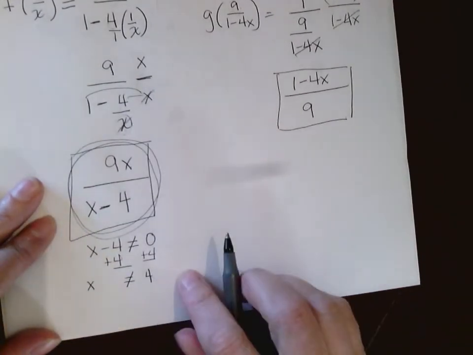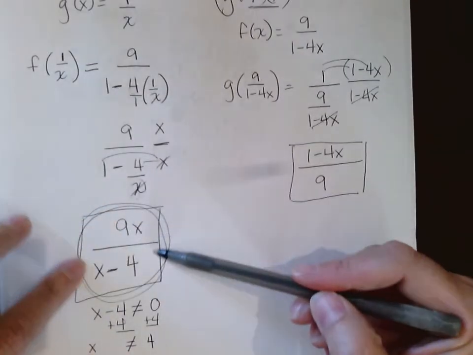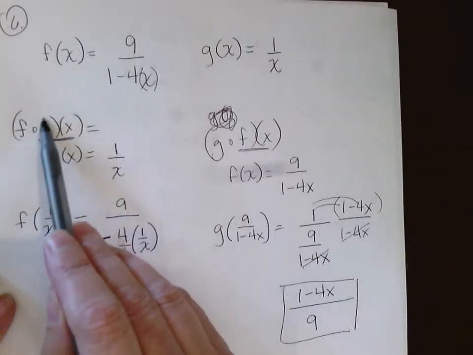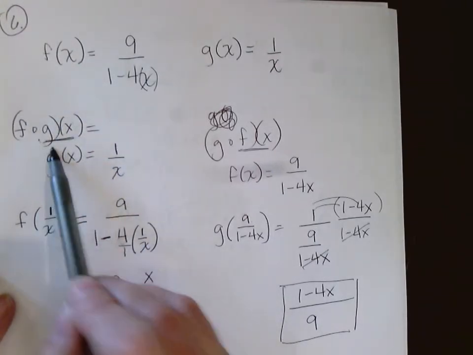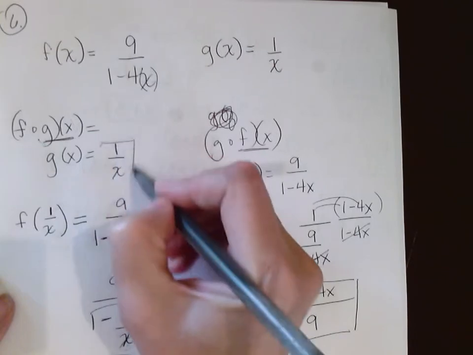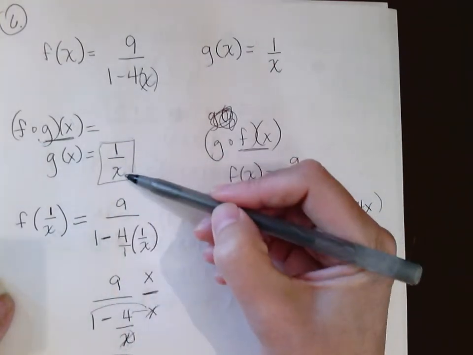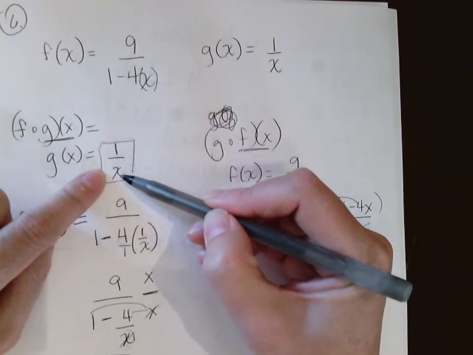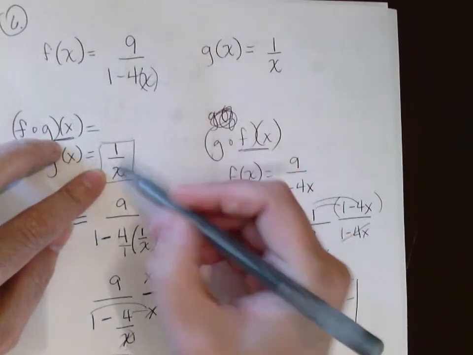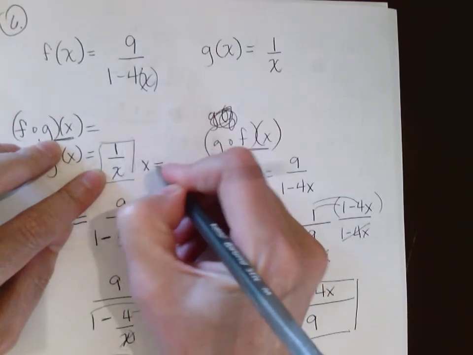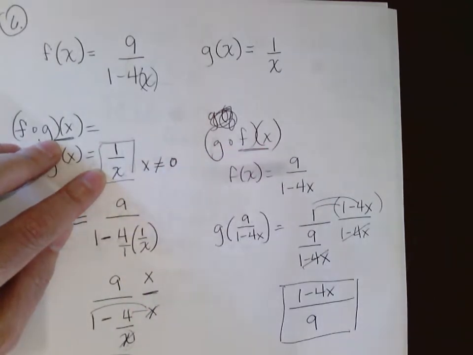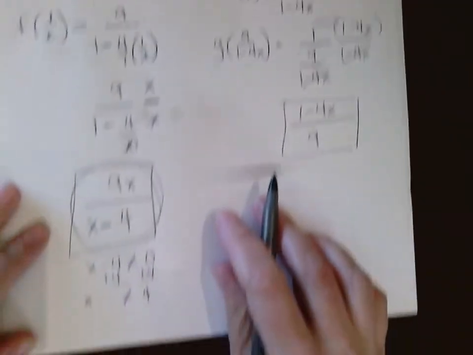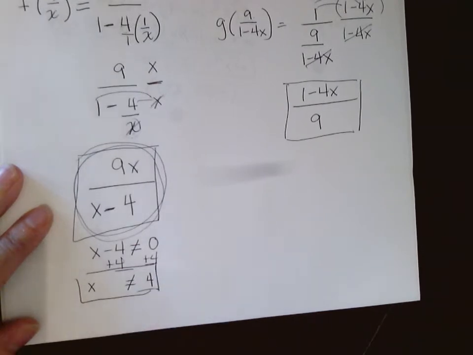There's one restriction. So again, you look at your final answer, and then you look at where you plugged in. So what did you plug in? G of x. Here's g of x. Are there any restrictions here? There is. Look, there's an x in the denominator. So again, I have to find what that restriction is. Whatever the denominator is, it cannot equal 0. So there's another restriction. X cannot equal 0, and x cannot equal 4.